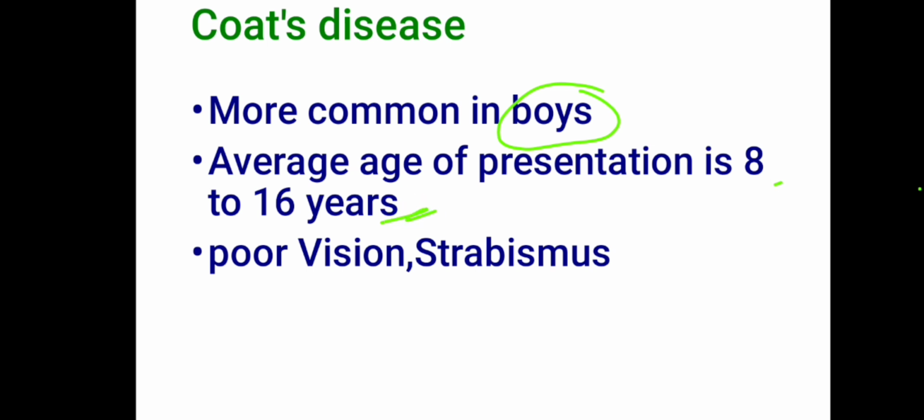So if the children are suffering from Coats disease, they usually have poor vision and strabismus along with the Coats disease. So these are the catch points for your Coats disease.